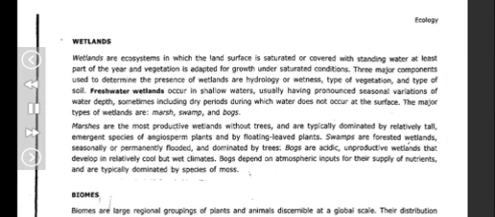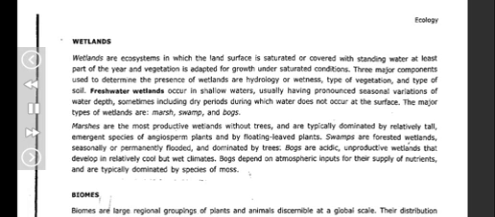Marshes are the most productive wetlands without trees, and are typically dominated by relatively tall, emergent species of angiosperm plants and by floating leaf plants. Swamps are forested wetlands, seasonally or permanently flooded, and dominated by trees. Bogs are acidic, unproductive wetlands that develop in relatively cool but wet climates. Bogs depend on atmospheric inputs for their supply of nutrients, and are typically dominated by species of moss.